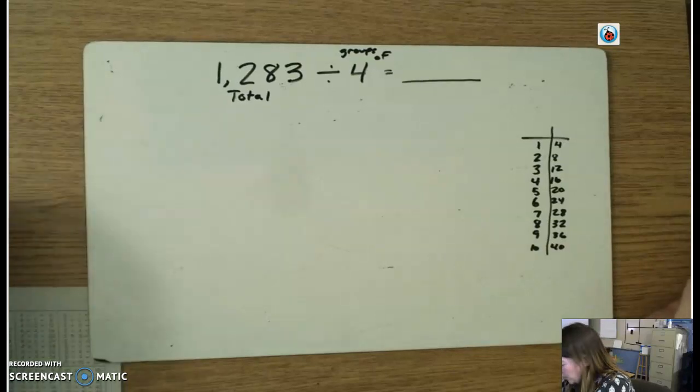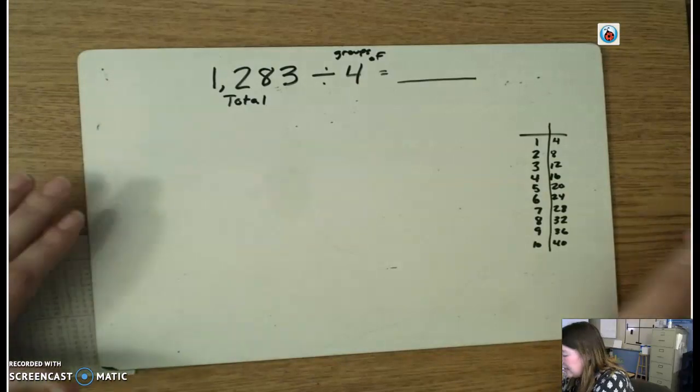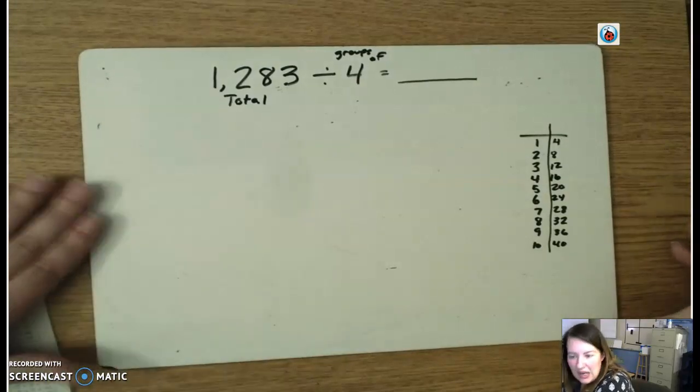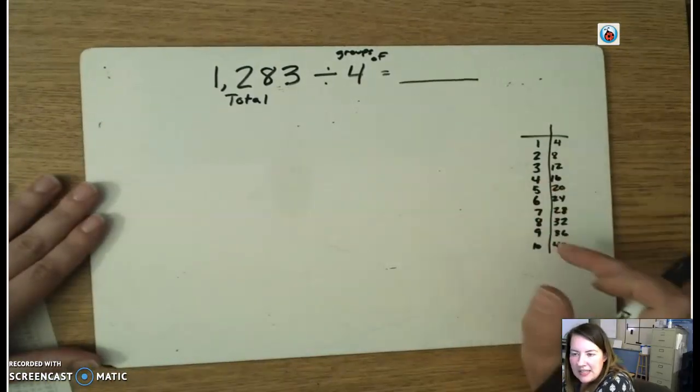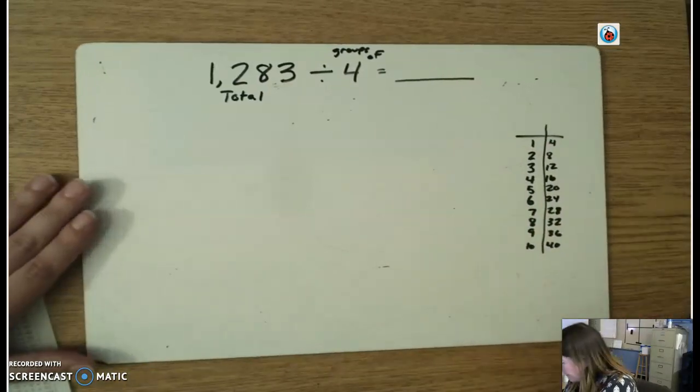Remember, if you're not great at multiplication facts, grab a cheat sheet, okay? Because I want to see if we can actually divide. I don't want you to be stuck on building this out. Find a resource that will help you with that, all right? It's okay to use that today.